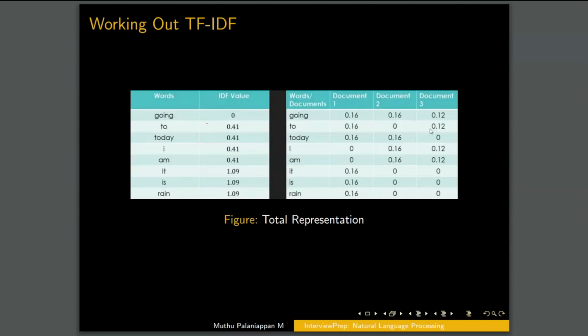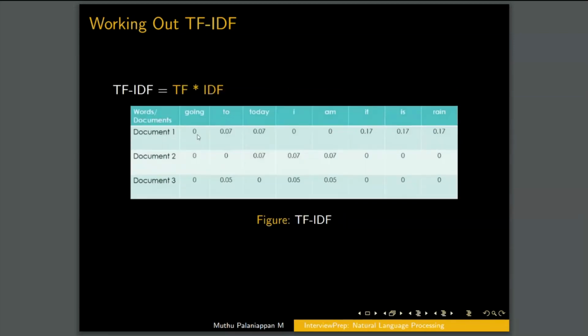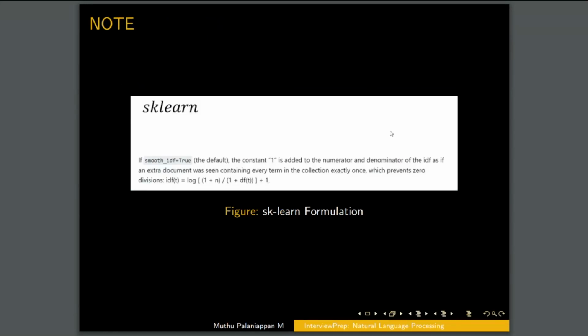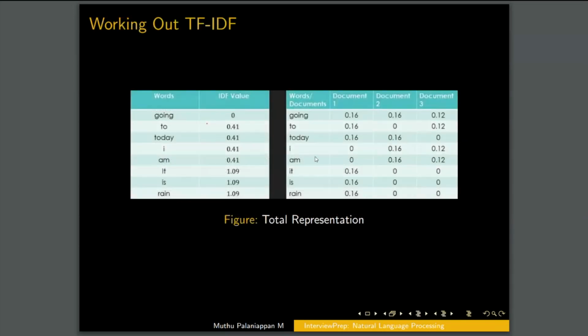Perfect. Now what I'm going to do is multiply TF into IDF, that is, multiply term frequency into inverse document frequency. For each word, I'm going to multiply these terms together. For example, let us take document 1. For this document 1, the term frequency is multiplied with the IDF value. So my document 1 is going to be 0, 0.07, 0.07, 0, 0, 1, 0.17. This is nothing but multiplying this particular value with respect to your IDF value over here.